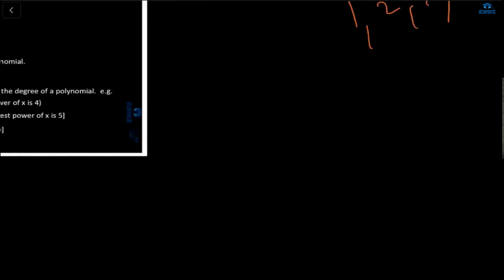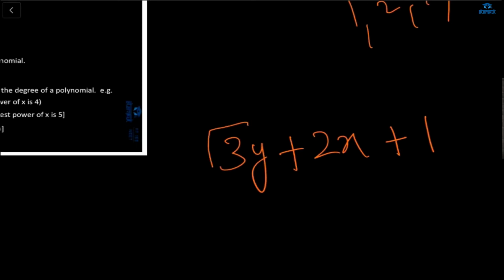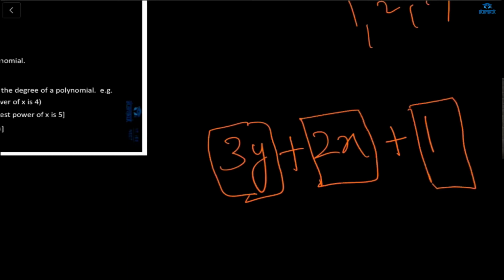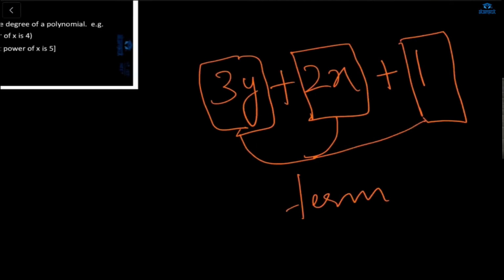Okay, now let's see what are the terms and coefficients of a polynomial. What is a term? 3y plus 2x plus 1. If you see this polynomial, everybody, these are all terms. The values that come separated by every plus, all these values individually, we will call each a term. Okay, understood? What are terms?